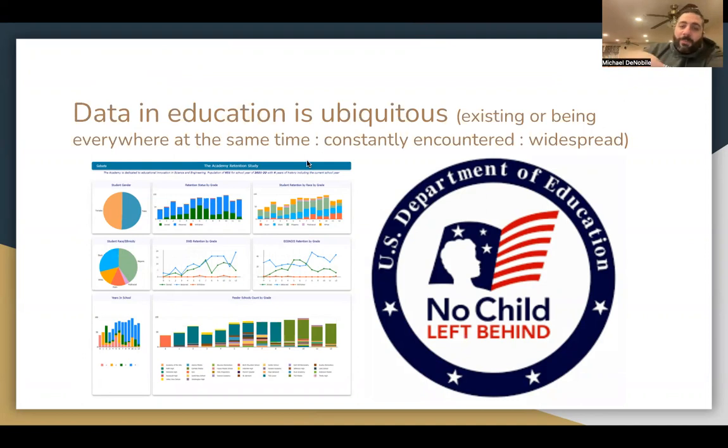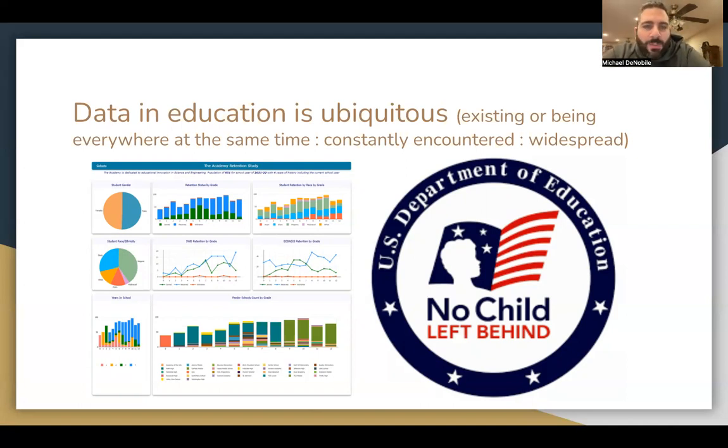Why do we have to start with No Child Left Behind? Because No Child Left Behind made data ubiquitous, meaning widespread everywhere. Data has been around in the educational field, as we've seen in previous lessons, for decades, if not over a century at this point. But what No Child Left Behind did is align data with funding, meaning that each individual school, each individual classroom needs to have certain benchmark data in order to justify funding to those individual schools.